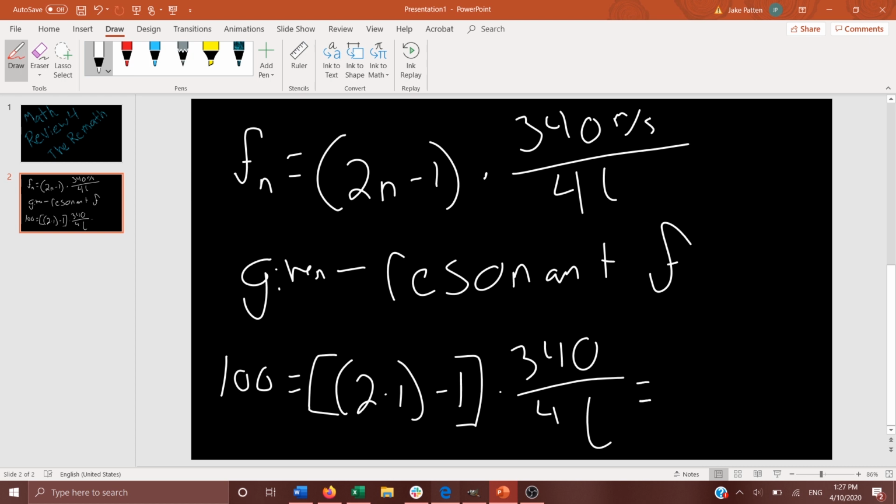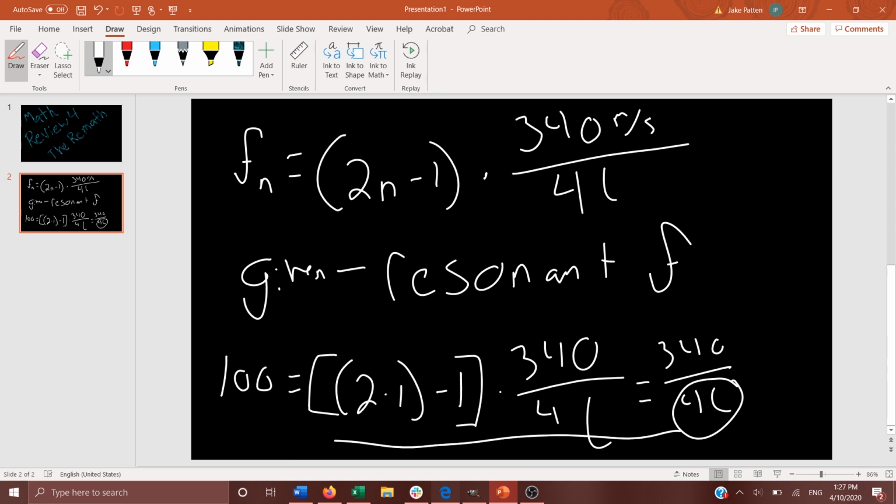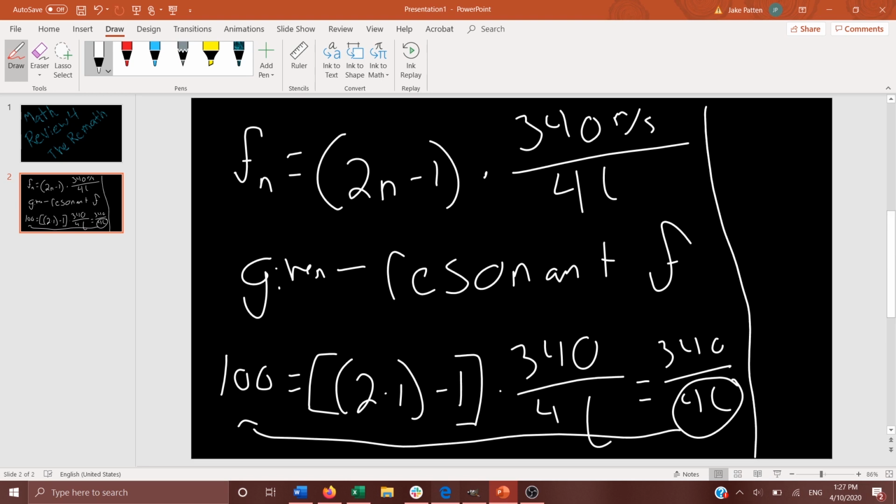So this is going to end up being, this 2 times 1 is 2, minus 1 is 1, so we can get rid of it. 340 over 4L. And then what you can do here is you can then take the 4L and multiply both sides by 4L. So this kind of migrates over here. So then what you have, let me make a small cut down the side of this so we can continue our math. What you are going to have is 400L equals 340.